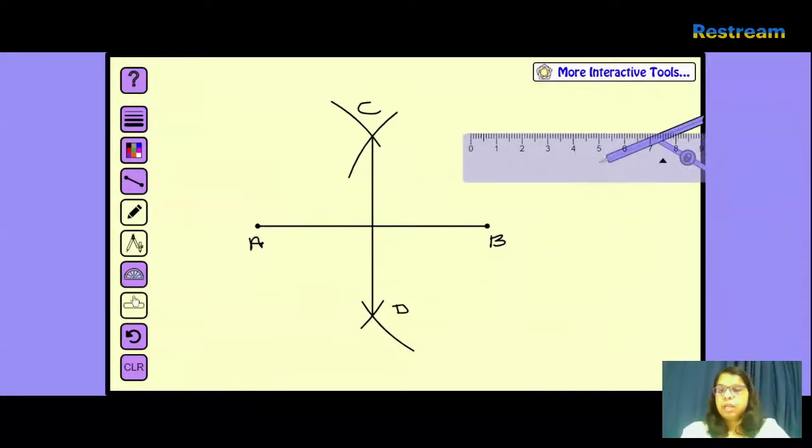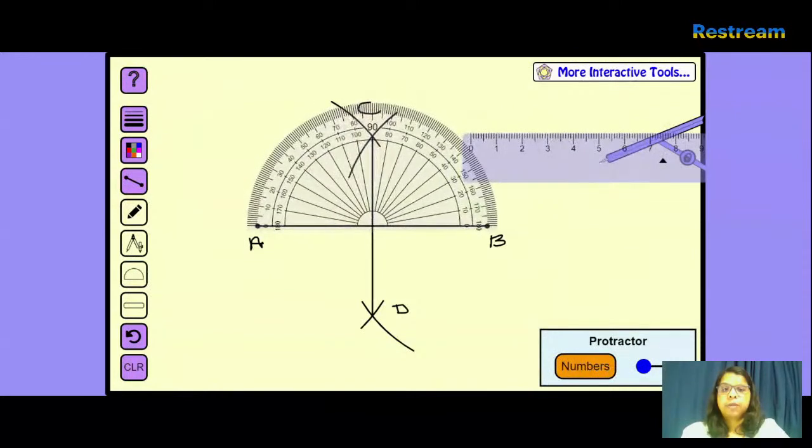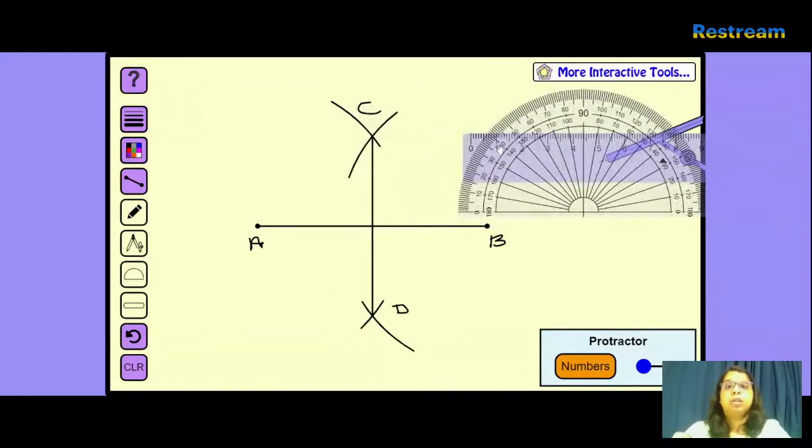And now again, we'll take our protractor and put it here and see, yes, it is exactly 90 degrees. So how precise your tools are makes a lot of difference.